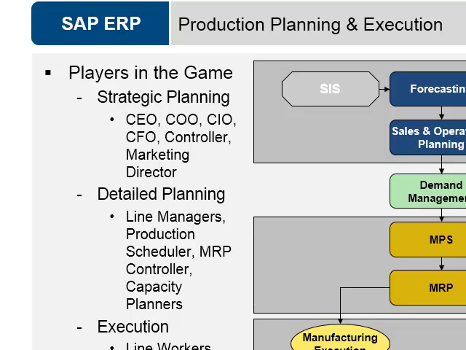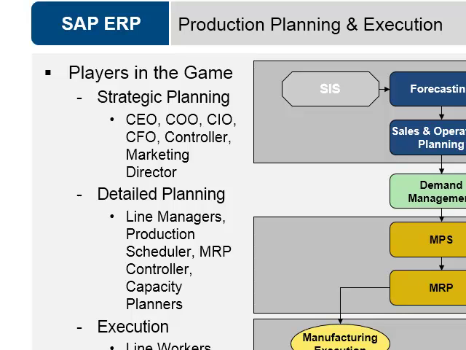So you have the CEO, the COO, the Chief Operation Officer, the Chief Information Officer, simply because you need a lot of information from the IT, from the system itself, the CFO, the controller, the marketing director. They all play one role or the other in the forecasting and determining your sales target.